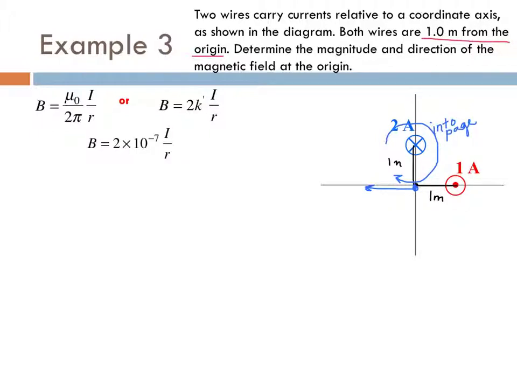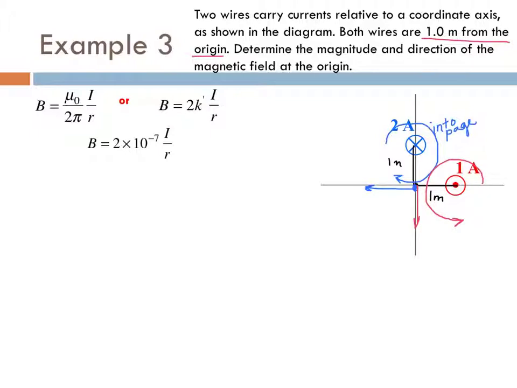Now if we look at the red current or the red wire, this wire is coming out at you. It's pointing towards your face. So that means that the direction of the magnetic field is counterclockwise for this one. So at the origin, we're going straight down.